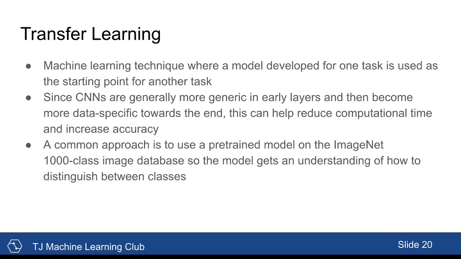Because at the very start, your model is simply learning how to make distinctions between basic parts of every image. So a common approach people use today to save computational time and improve accuracy is to use a pre-trained CNN, or pre-trained weights, on something like the ImageNet 1000 class dataset. It's an image database with a lot of data in there, so that your model gets a basic understanding of how to distinguish between classes and what features to look at in an image. And now, of course, you'd feed it your specific data, and it would hopefully learn the patterns in your data better.